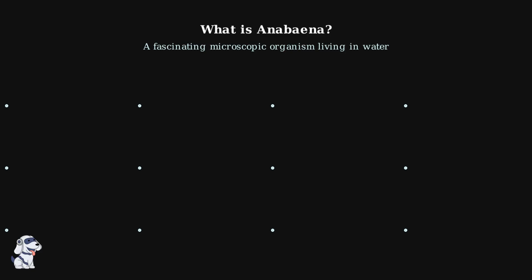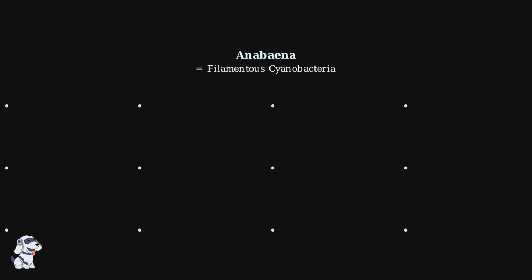Hey everyone. Today we're diving into the world of Anabaena, a fascinating type of cyanobacteria. Think of it as a tiny plant-like organism that lives in water. Anabaena is a genus of filamentous cyanobacteria. Now, that might sound complicated, but let's break it down step by step.